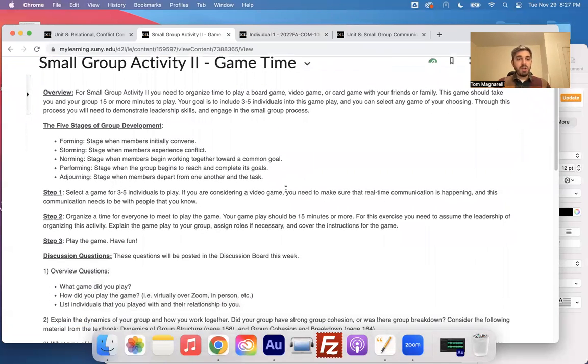Okay, some things to think about. So step 1, select a game for 3 to 5 individuals to play. If you are considering a video game, you need to make sure that real-time communication is happening, and this communication needs to be with people that you know. Step 2, organize a time for everyone to meet to play the game. Your gameplay should be 15 minutes or more. For this exercise, you need to assume the leadership of organizing this activity. Explain the gameplay to your group, assign roles if necessary, and cover the instructions for the game. Step 3, play the game and have fun.